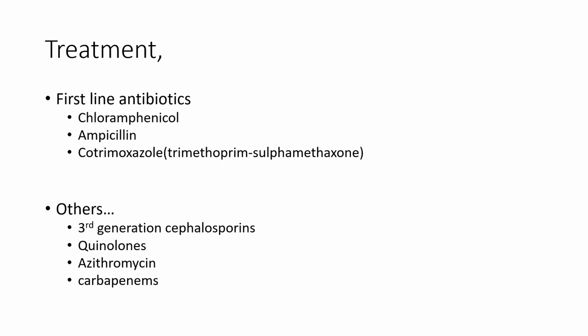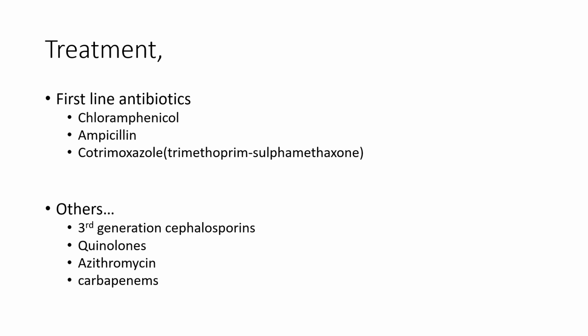So now come to the treatment. For the treatment of typhoid fever, we have first line antibiotics and other antibiotics. The first line antibiotics include chloramphenicol, ampicillin, and co-trimoxazole, that is trimethoprim and sulfamethoxazole. And these are the first line antibiotics.